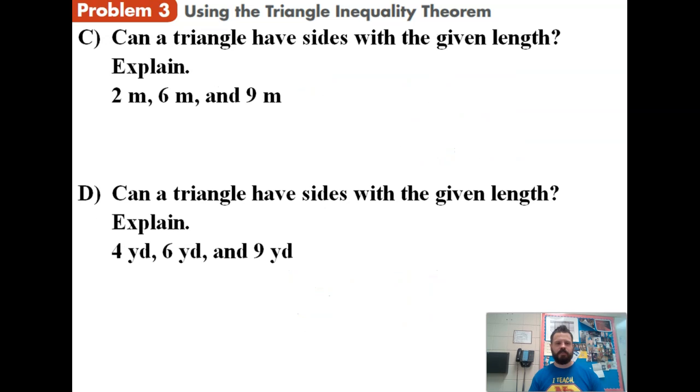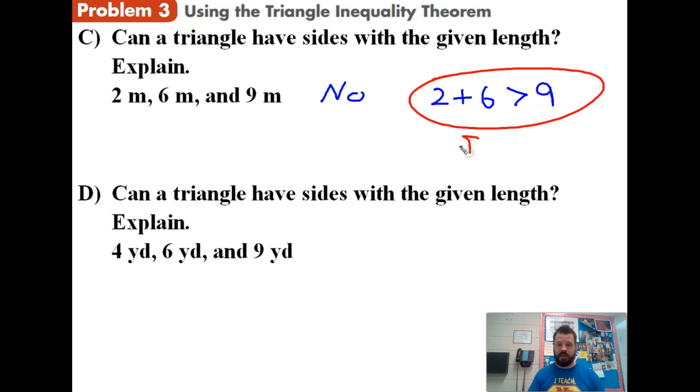All right, so let's go through part C. Can we have a triangle with side lengths of 2, 6, and 9? I'm going to say no, we can't. The reason for that is 2 plus 6, the two shorter sides, have to be greater than the third side. In this case, that's 9. That is not a true statement. That is a false inequality. What I have is one side that would be greater than the other two combined. Therefore, our triangle wouldn't work.